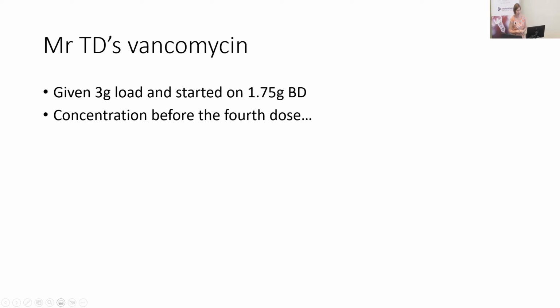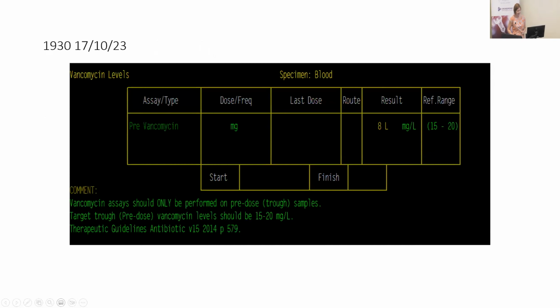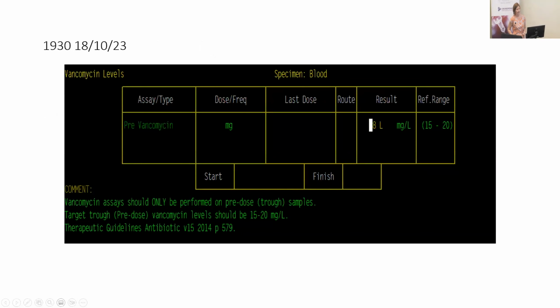Brisbane, I would say. So Mr. TD got a 3-gram loading dose and then was started on 1.75 grams BD. And he had a concentration for the 4th dose. So he had a sample taken for vancomycin concentration, and his concentration was 8. So it was increased to 2 grams BD, and his concentration remained at 8.